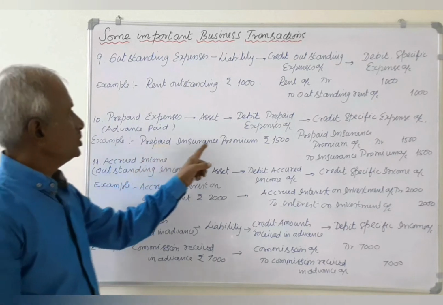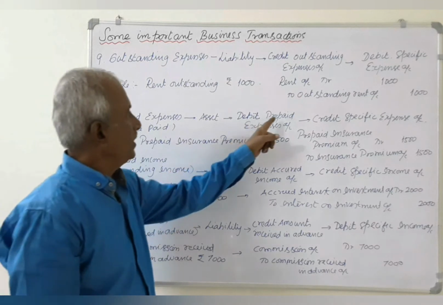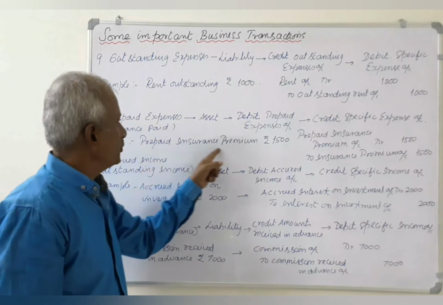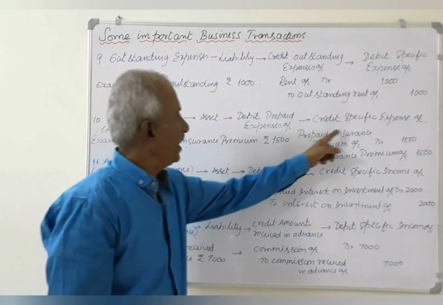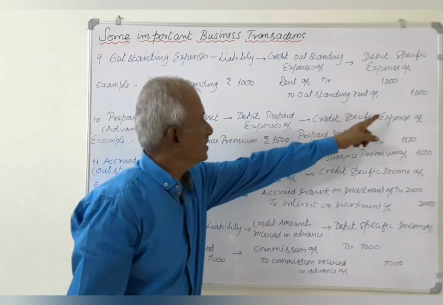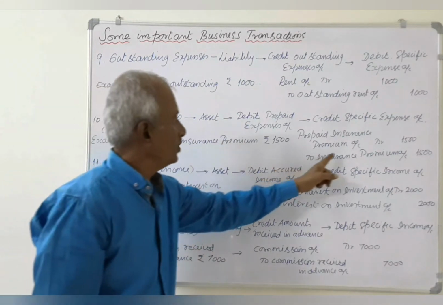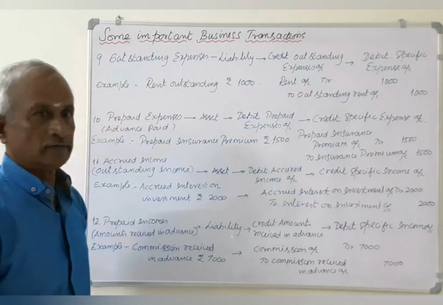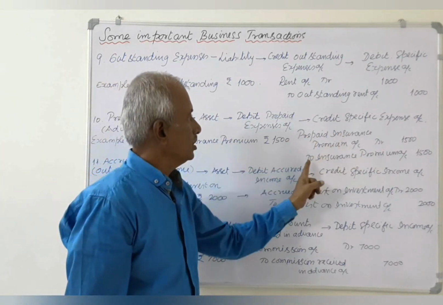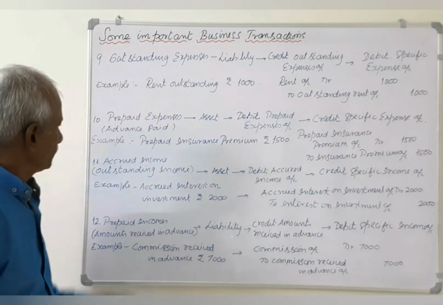Example, prepaid insurance premium 1500. Debit prepaid expenses. Prepaid expenses is prepaid insurance premium. So prepaid insurance premium account debtor 1500. Credit specific expense. The expense is insurance premium. So to insurance premium account 1500. So the journal is prepaid insurance premium account debtor 1500 to insurance premium account 1500.